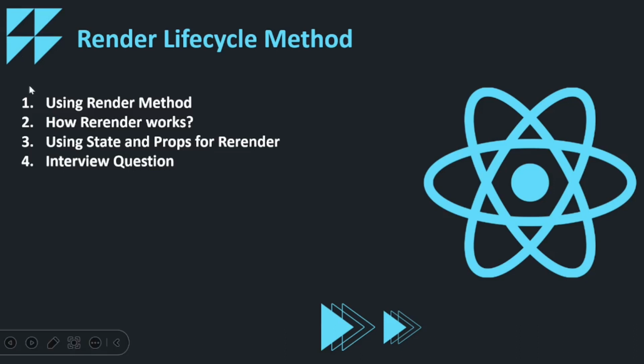So first of all, we are going to see how to use the render method. Then we are going to see how re-render works, and using states and props for re-render. Basically, on what conditions does re-render work. Actually, we are also going to see that with a code example. And finally, we are going to see an interview question based on this topic, that is the render lifecycle method.